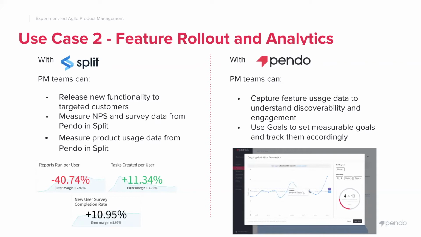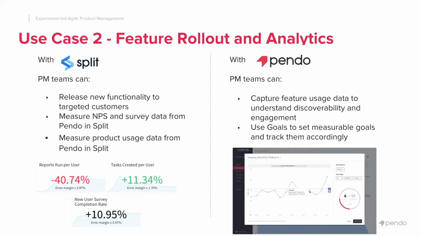If we were collecting in Pendo reports run per user, maybe we were firing an event when they clicked the button that said reports run, we can very quickly attribute for you who was exposed to the on or the off treatment and give you definitive answers such as, well, when we compared these two treatments, we saw a 41% decline in reports run per user.